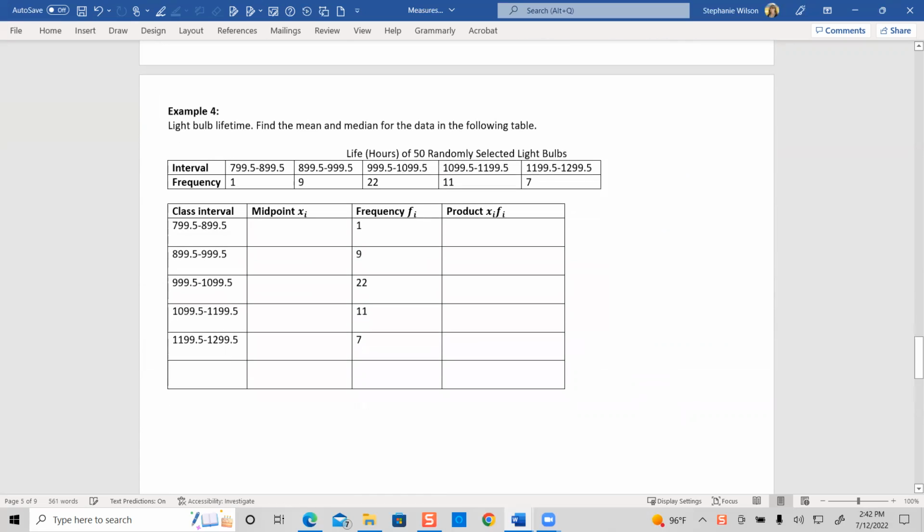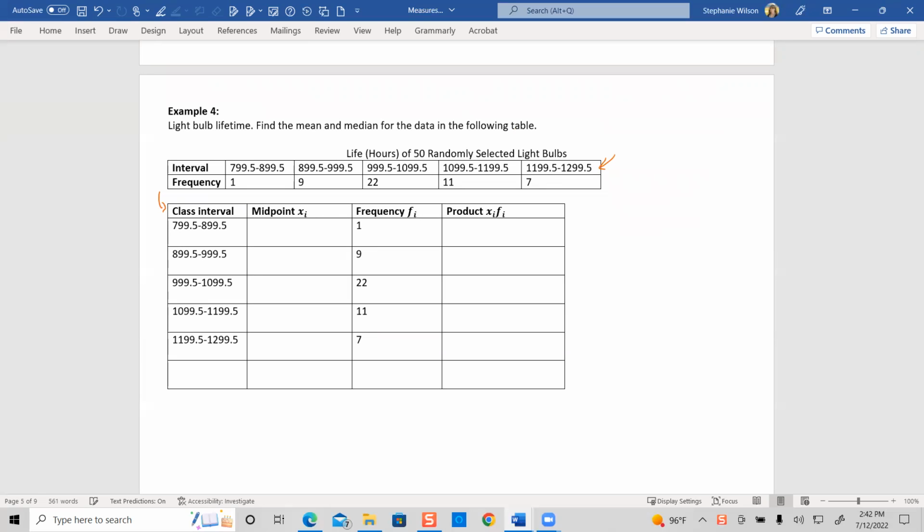Okay, so example 4. Find the mean and median for the data in the following table. So you're given this table here, and I went ahead and created this other one here, separating it a little bit better. So we need to find the midpoint.